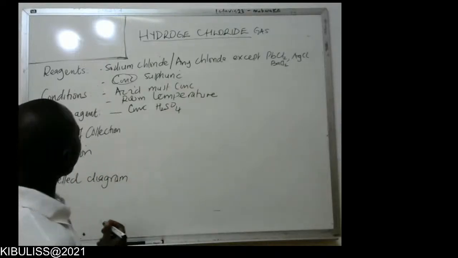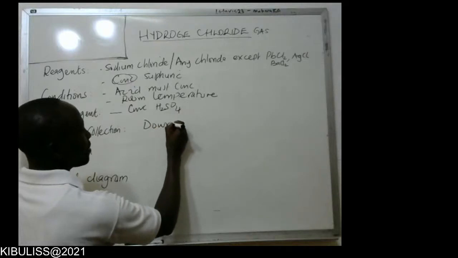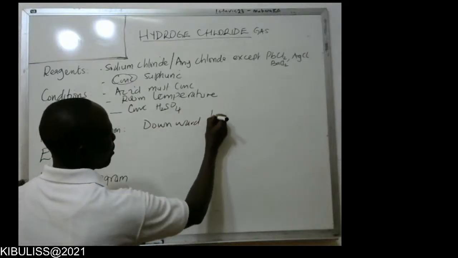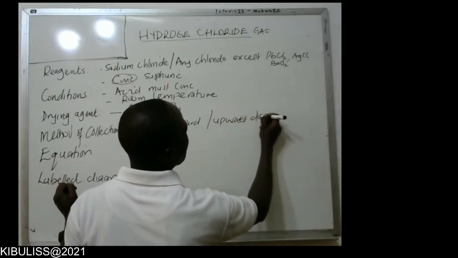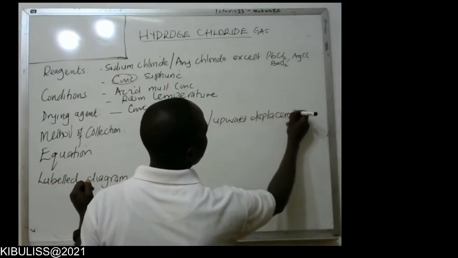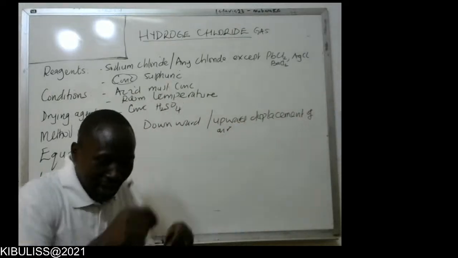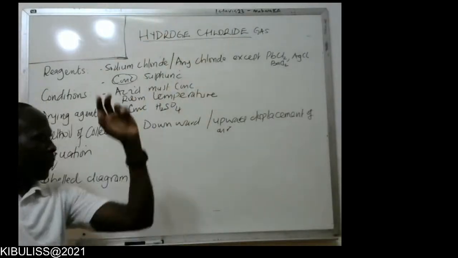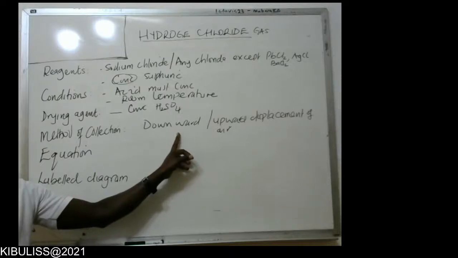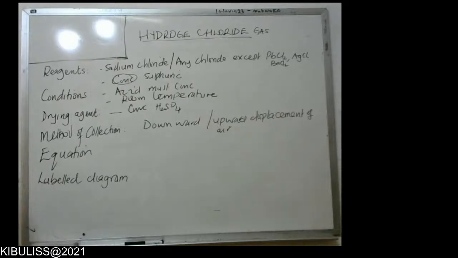So, method of collection. How do we collect hydrogen chloride? It's collected by downward delivery. If not, it's called upward displacement of air. As you come down, you displace air upwards. So the reason must be available. The gas is heavier, denser than air.